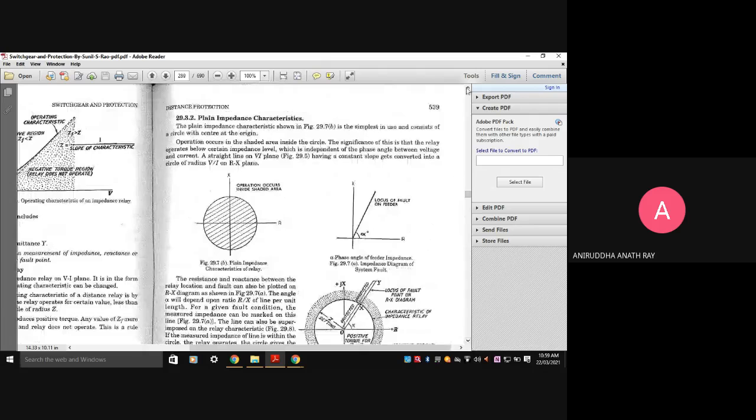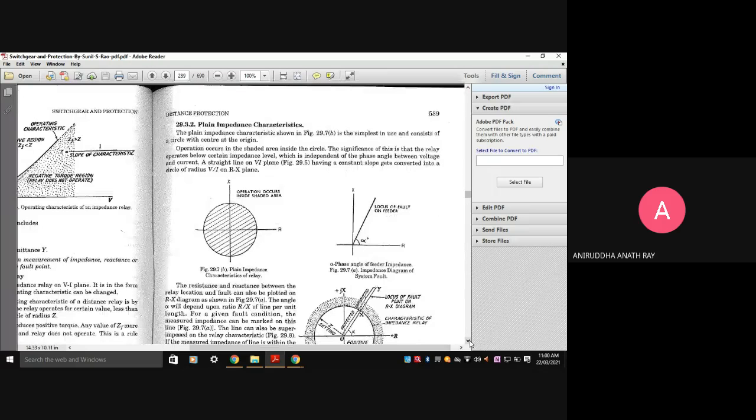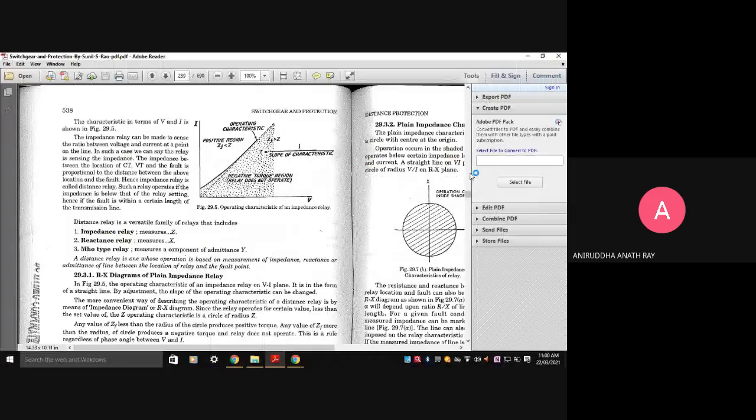Let us look at the theory of impedance measurement. The term impedance applies to resistance plus reactance. As we know, the ratio of the voltage across a branch to the current in the branch gives the impedance of the branch. So V by I is equal to Z, that is equal to R plus jX. The impedance relay operates for certain conditions of the ratio V by I, which may be expressed as the impedance. So in the next class, we will continue with this further. I'll stop over here. Thank you.